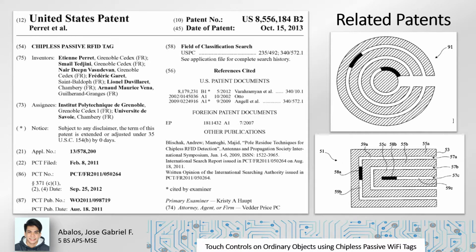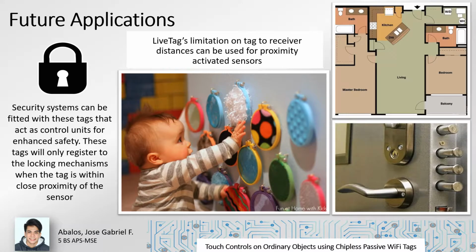This is evolving so quickly that in fact we can already begin to see the potential that these devices possess. We can expect to see some of these applications start appearing in the very near future. LiveTag is known to be tag to receiver distance sensitive. This limitation can be used for proximity activated scenarios. Security systems can be fitted with these tags that act as control units for enhanced safety. These tags will only register to locking mechanisms when the tag is within close proximity of the sensor. One tag can be used for multiple locking mechanisms, reducing the bulkiness of bringing around multiple keys or opening devices.